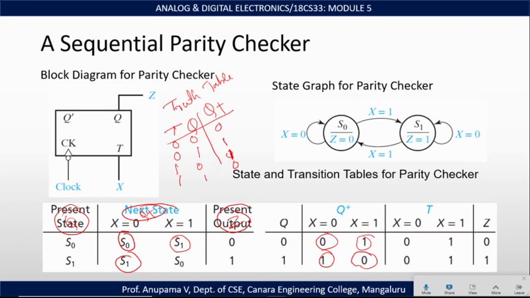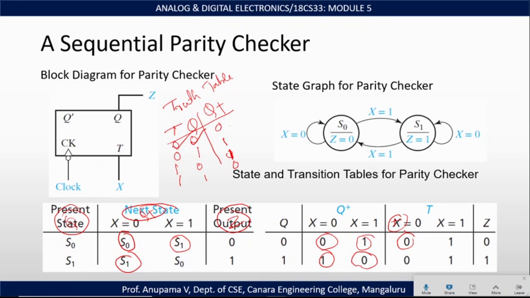So here, see, when Q is 0 and T is 0, when Q is 0 and x is equal to 0, what is the next state? Q is equal to 0 and the input is also 0. What is the next state? 0, right? Here x is nothing but T. When T equal to 0, what is Q plus? It is 0. Once again, concentrate.